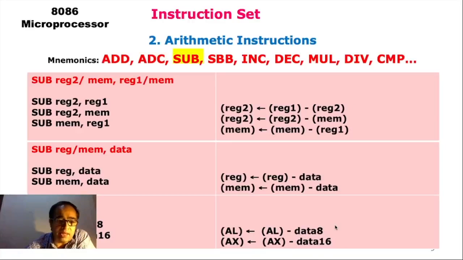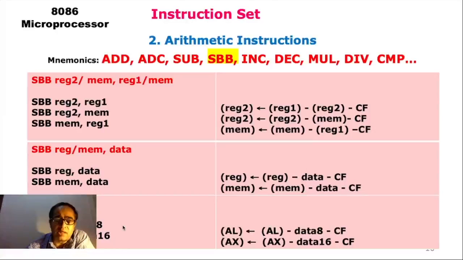Now let's come to subtract. Subtract is subtraction. Either you can subtract two values, like register 2 and register 1, and subtract and save it in register 2. Either save it in a register or the memory, as you can see over here. Same here with the data: you will take the register, subtract the data from it, and save the content in the register itself or the memory. And this is like subtracting 8-bit data and subtracting 16-bit data.